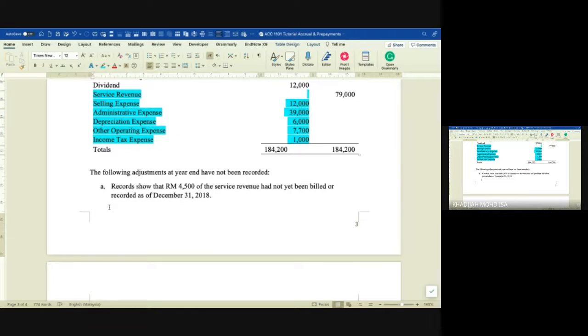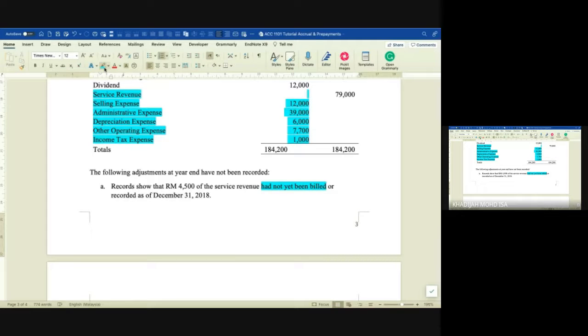Record shows that 4,500 of the service revenue had not yet been billed or recorded. So when I say that revenue had not been billed, it means that you have not recorded that transaction. So now you have to record the transaction. It means that now you have a revenue, but you have not put that into record. When you have revenue, it means that you have actually performed services. How much is 4,500? Have you received the cash? It does not mention here. It means that you're going to receive that later. So when you have a revenue and you are going to receive that later, it means that you also have accounts receivable.